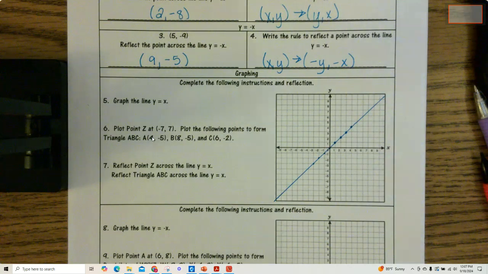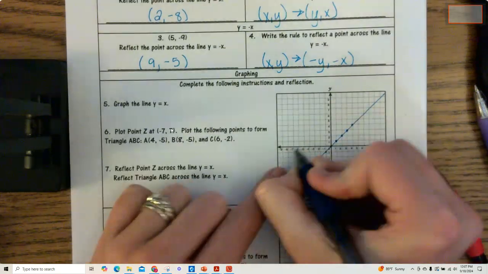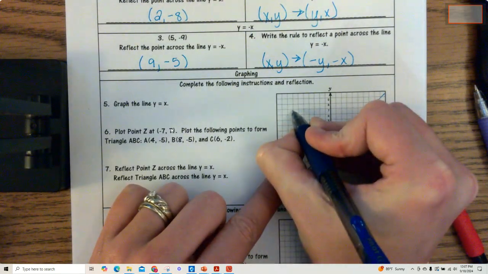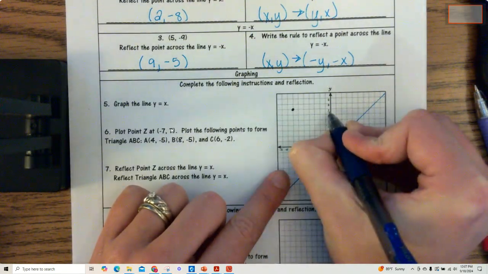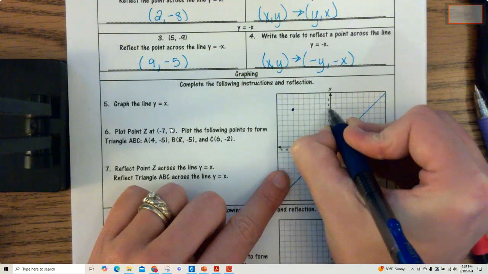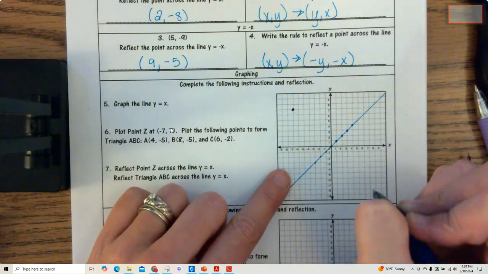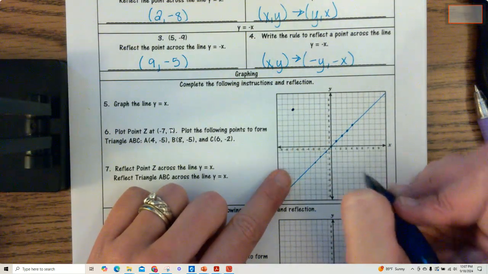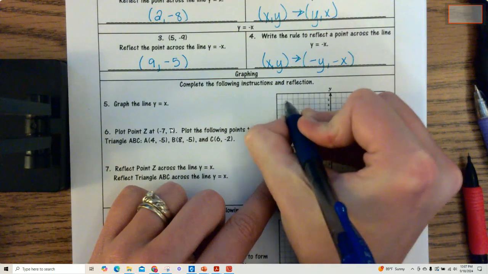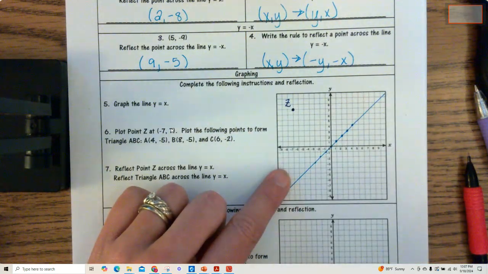Okay. So number 6 says plot point Z at negative 7, positive 7. So negative 7, positive 7. The numbers on the y-axis are underneath their line. I know that kind of makes it hard sometimes to graph. All right, so that's point Z.